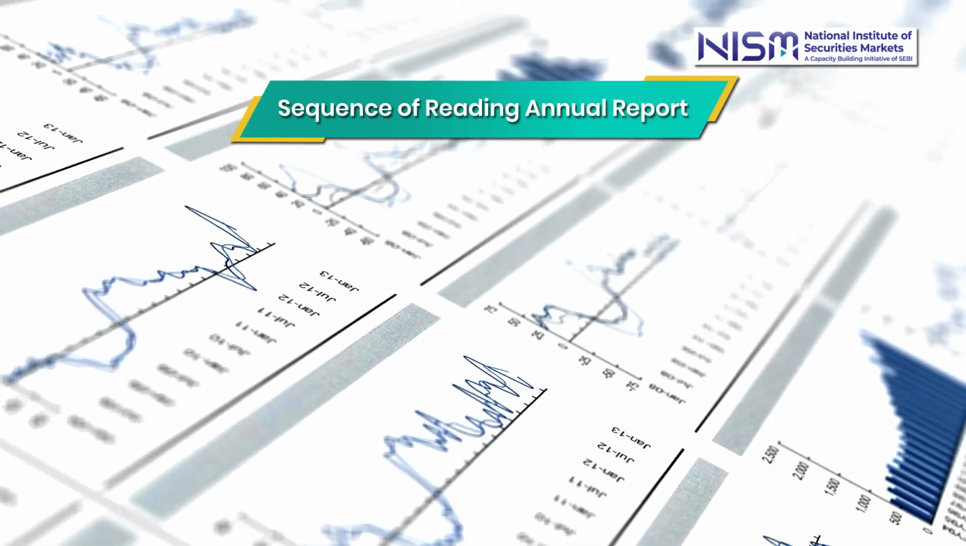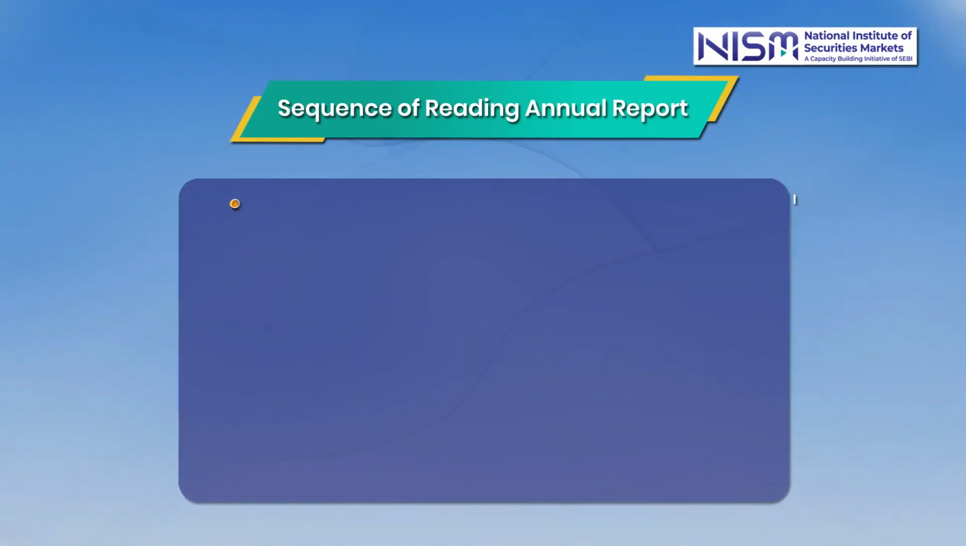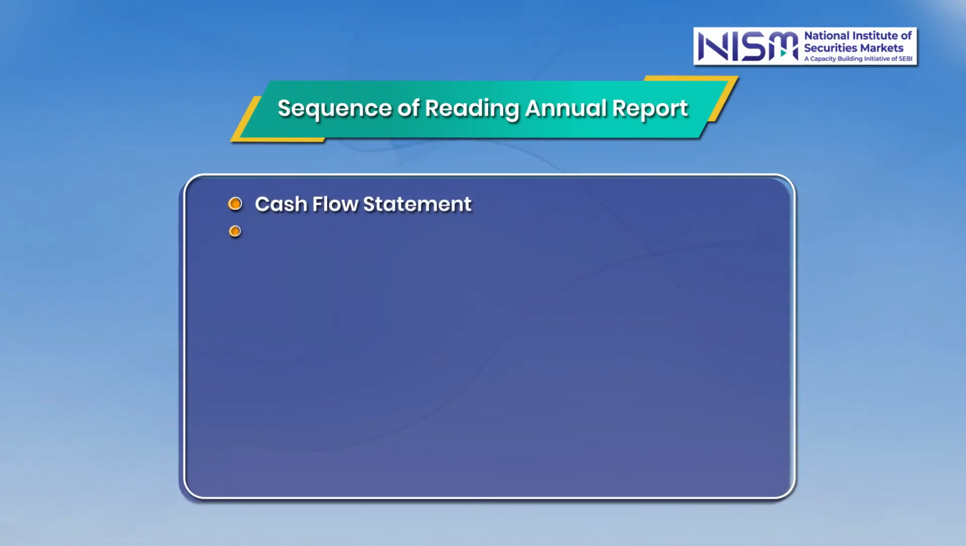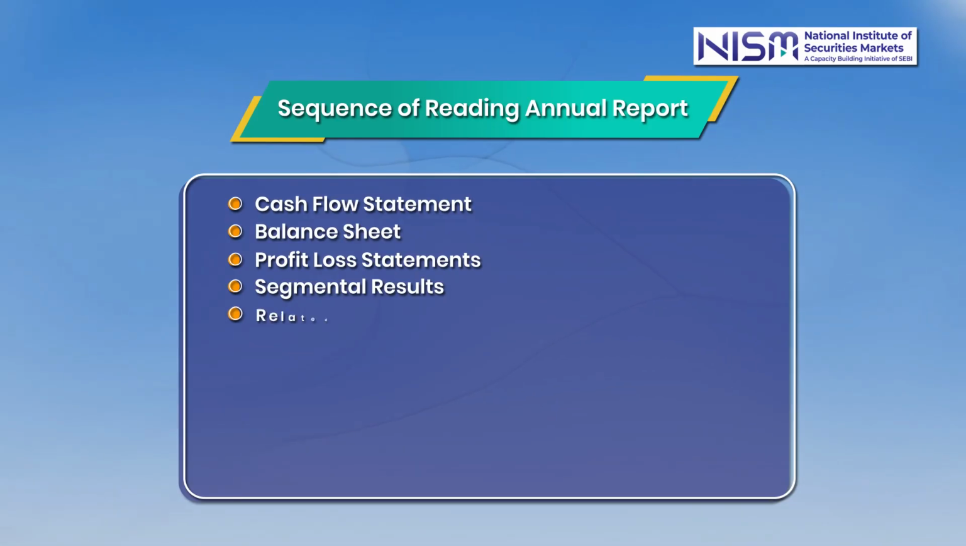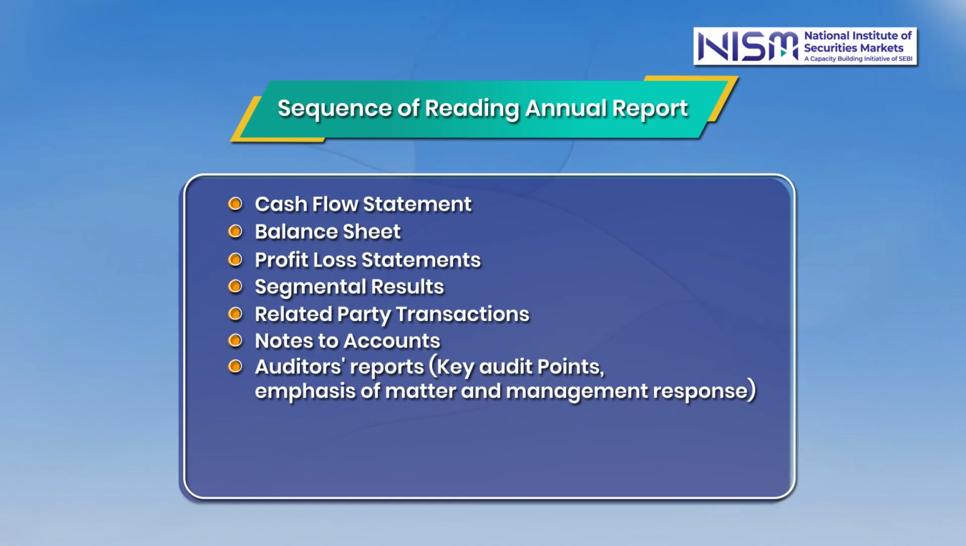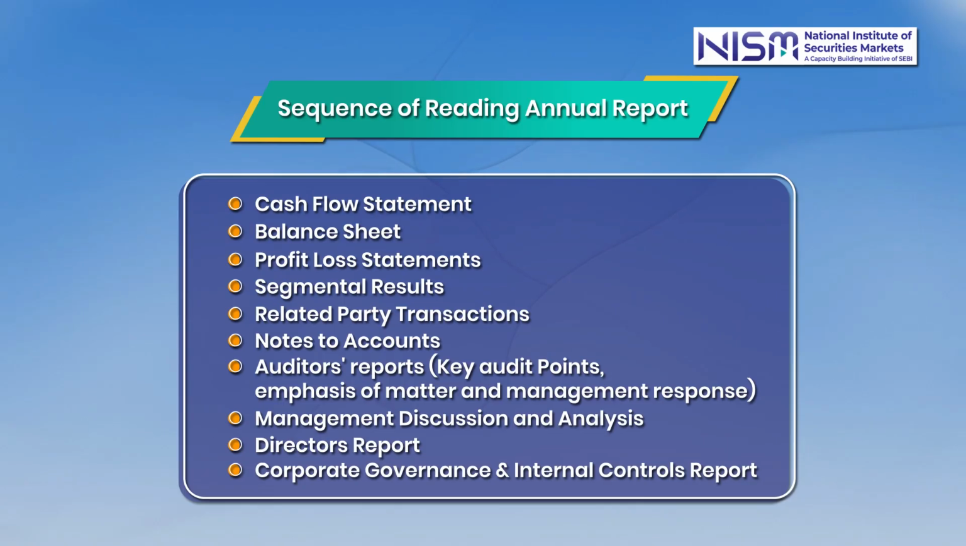The sequencing is as follows. First, cash flow statement, followed by balance sheet, profit or loss statement, segmental results, followed by related party transactions, notes to accounts, the audit report. Within the audit reports, the key audit points, the emphasis of matter and the management response, management discussion analysis at the very end, followed by the director's report and the corporate governance report.